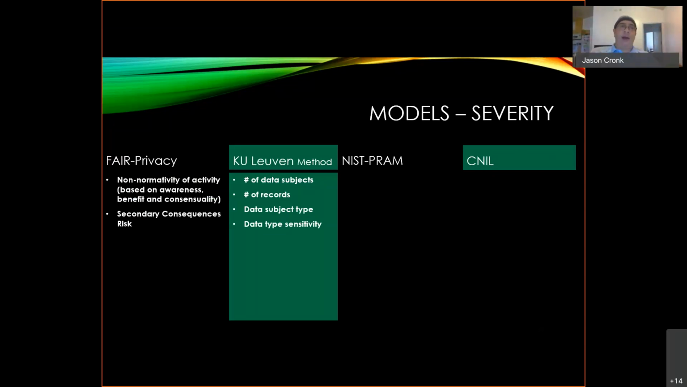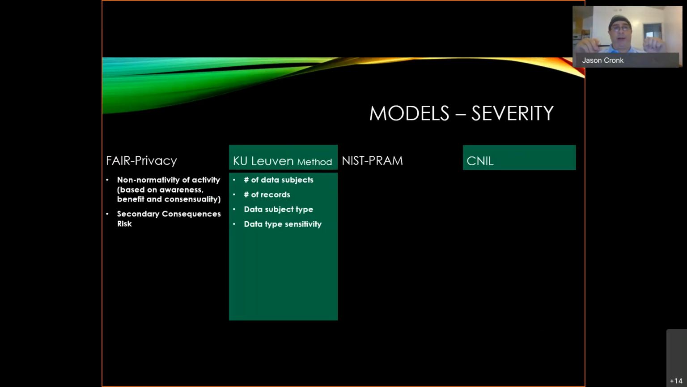Now, I will say, FAIR privacy looks at volume in terms of opportunity. How many individuals are at risk presents a greater opportunity. And because you multiply likelihood and severity, it ends up kind of meshing out at the end. So the 2 key ones here are data subject type and data sensitivity. Different data subject types are going to have different sensitivity levels. So again, you're going to get that variance among populations.